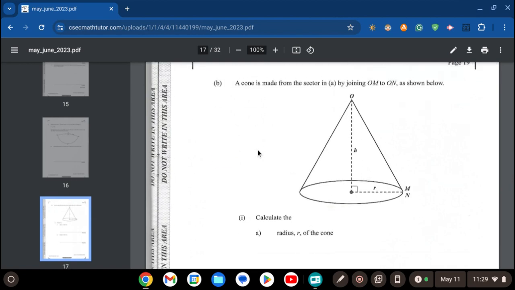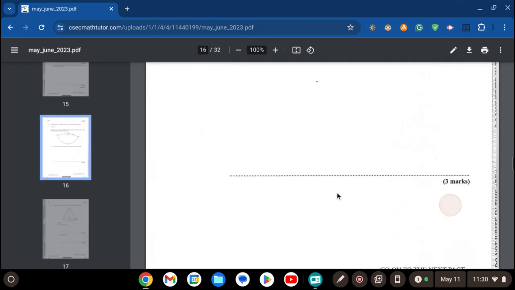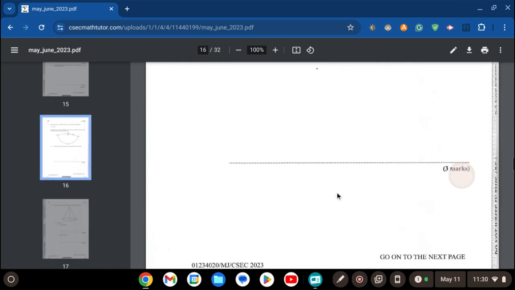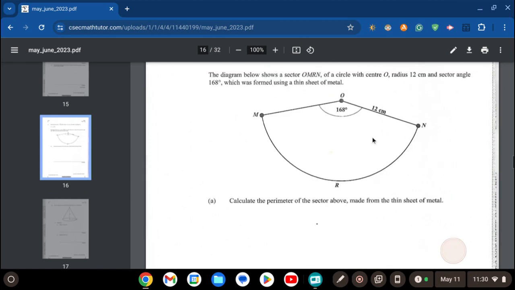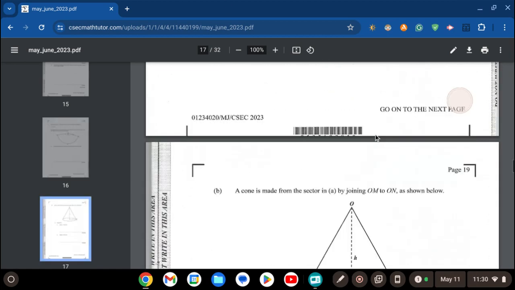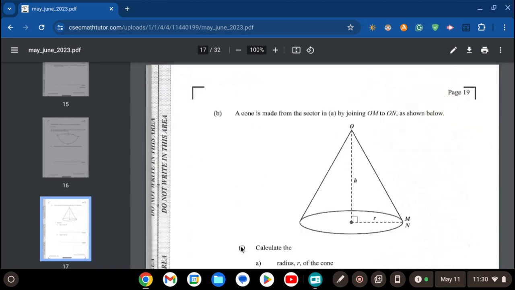And what happens when the sector turns into a cone? The perimeter of the sector, which the formula is theta over 360 times 2 pi r, is going to become the circumference of the base of this cone. So whatever the perimeter of this sector is, it's going to be the perimeter of the cone, and the radius of the sector is just going to become the slant height right here. So basically that's what happens when a sector forms a cone.